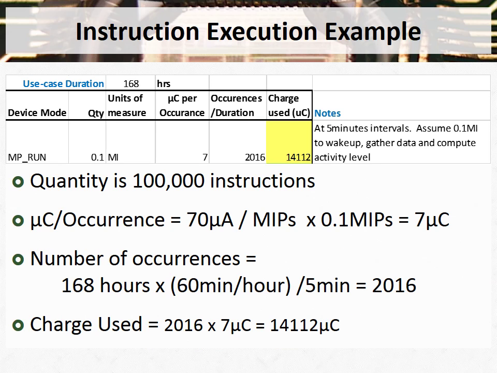This is an example of executing instructions by the microprocessor. In this case, during the entire 168 hours of this use case duration, I'm going to wake up every 5 minutes and execute 100,000 instructions. So for the entire use case duration, this is going to consume 14,000 microcoulombs, which is a very small percentage of my battery.